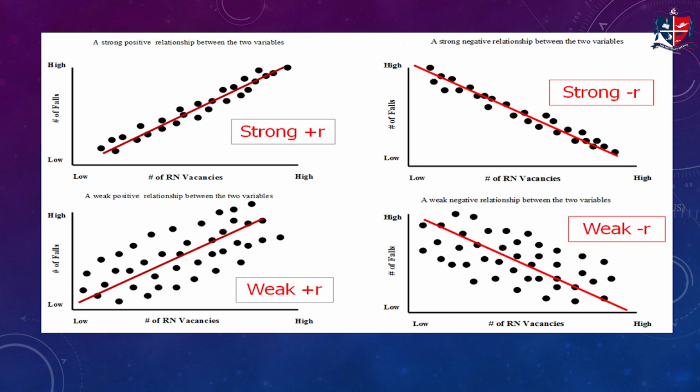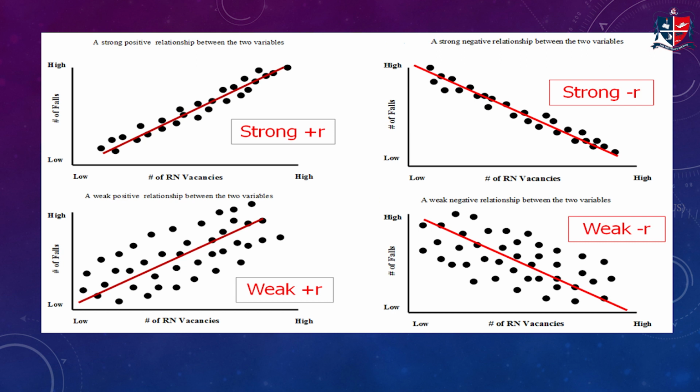If almost all the points are clustered around this particular straight line, we can say that there is a strong correlation. We have to say whether it is positive or negative according to the pattern. If it is moving upward, we can say that there is a strong positive correlation, and if it is moving downward, there is a strong negative correlation.